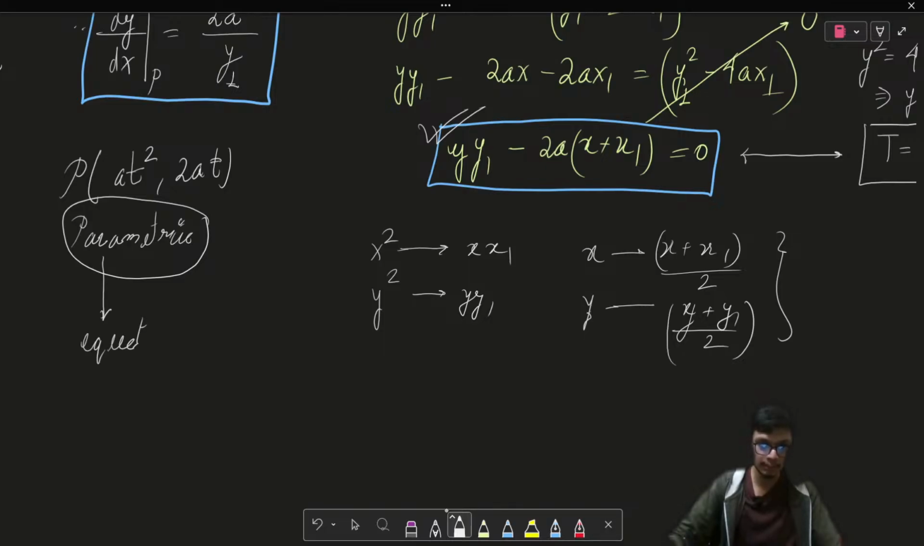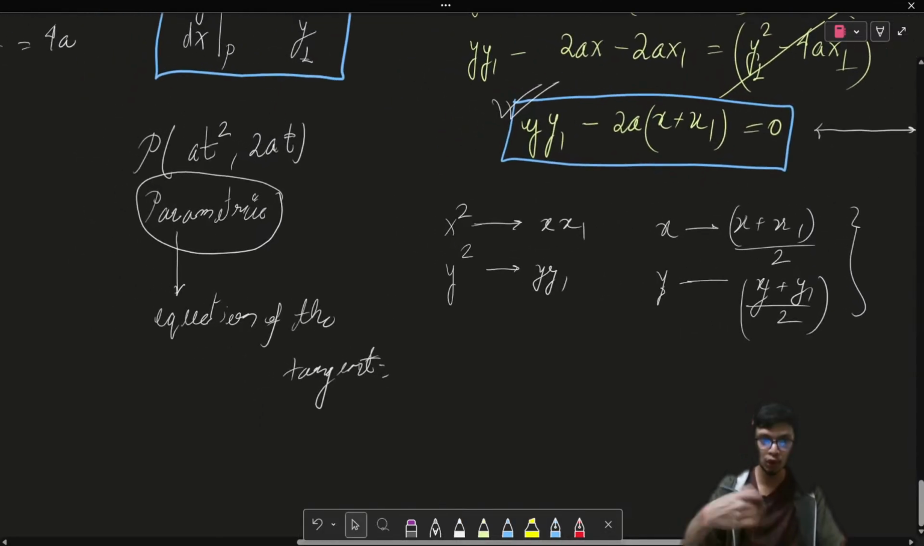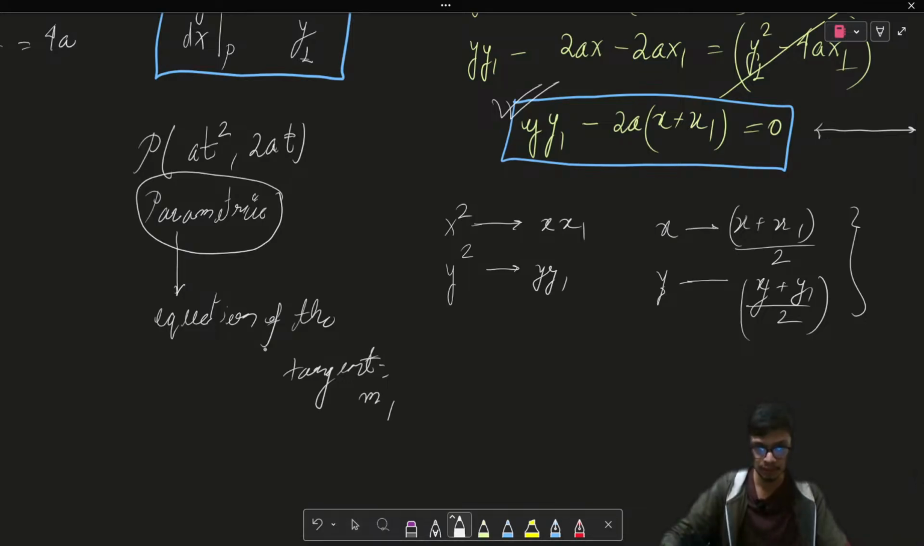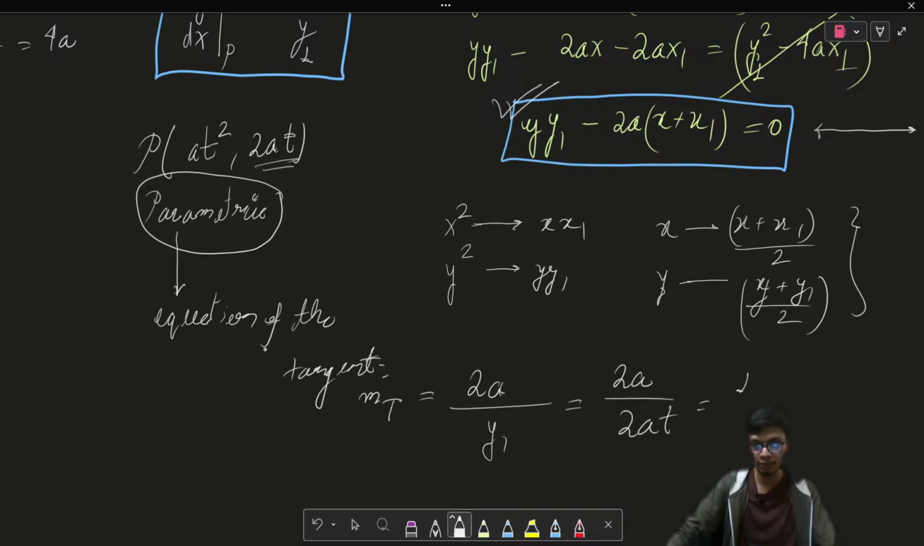So the equation of the tangent in the parametric form would come out as, first of all let me see what the slope of the tangent is in the parametric form, right? The slope of the tangent will be 2a upon y1. So y1 I can put as 2at. So this will come out as 2a divided by 2at, which is simply 1 upon t. So it is very simple to understand the slope of the tangent in parametric form, which turns out to be 1 upon t. So if the parameter is t, then the slope of the tangent at a particular point P is given as 1 upon t, right?